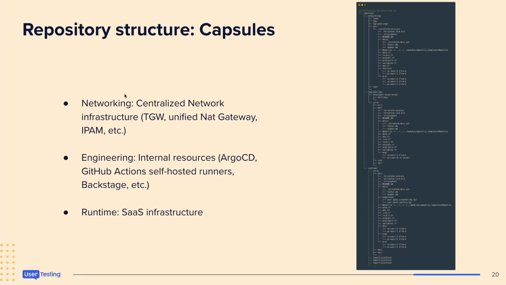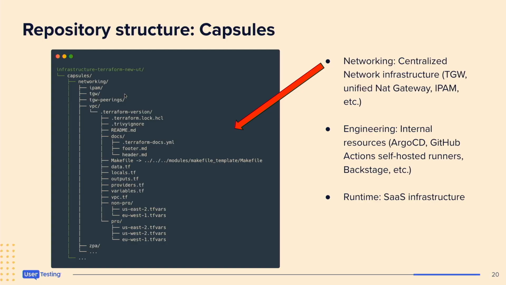Sorry. So coming back to the capsules, which at the end is the infrastructure that we're deploying really, we have 3 capsules for now, networking, engineering, and runtime. Now we are going to go deep in each one of them. Networking, it holds, obviously, all the networking-related centric points, transit gateway, IPAM, VPC peerings, or whatever. We're having centralized NAT gateway, so we can inspect the traffic in that sense. That's also handled here.